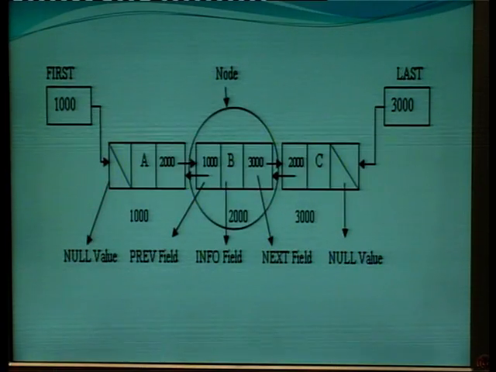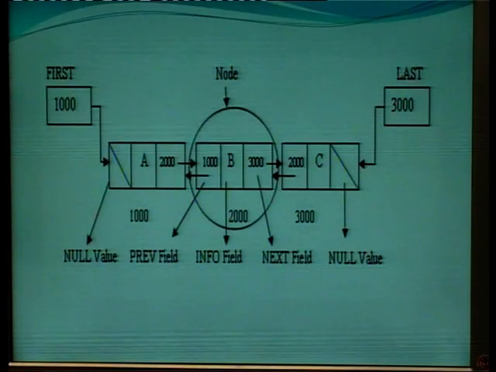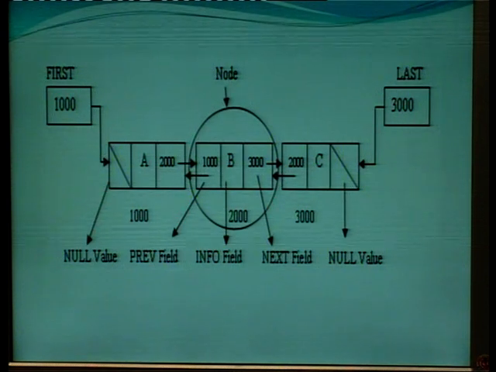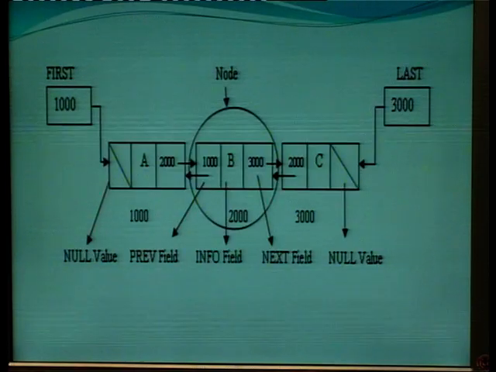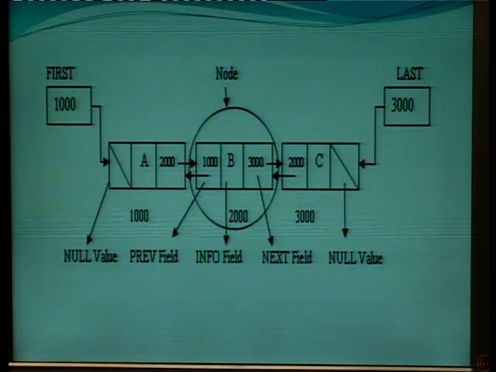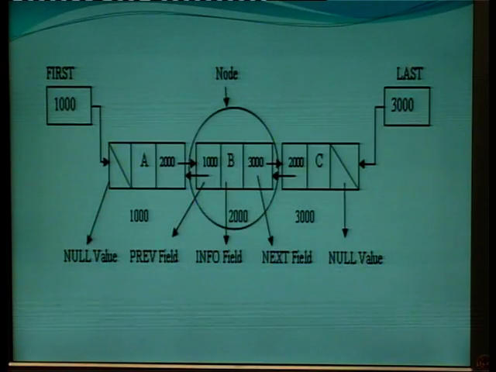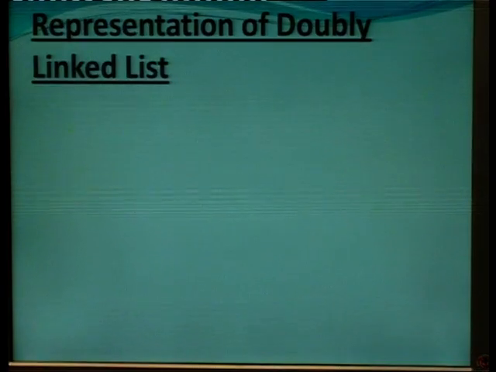When we move on to the 3000 memory location, the C element is accessed and there are no more nodes in the doubly linked list. Then the backward field contains 2000, meaning the previous node is stored at address 2000, but the forward field stores the null value. Null value indicates that no more nodes are connected in this doubly linked list. So last is the tail pointer, which is where it moves. The last element is stored at location 3000.